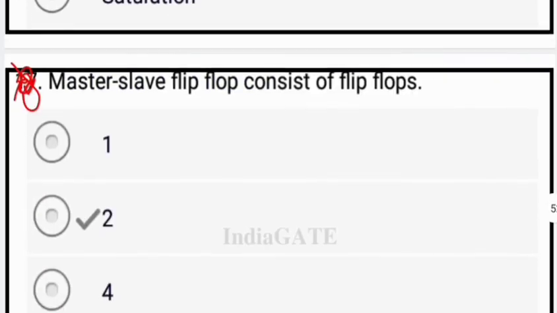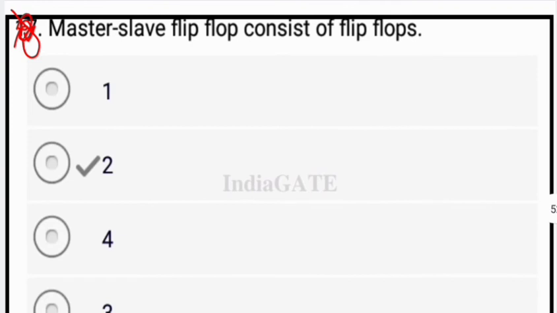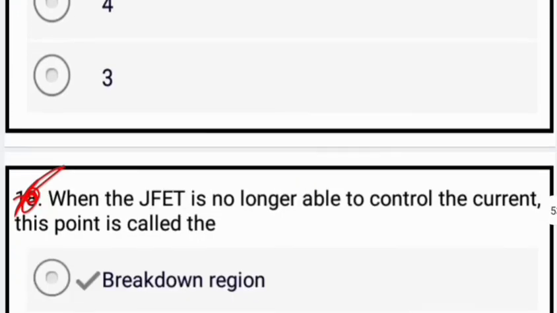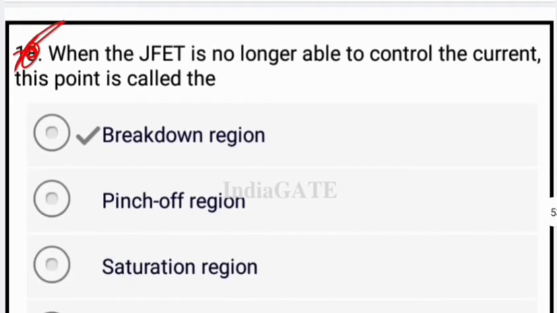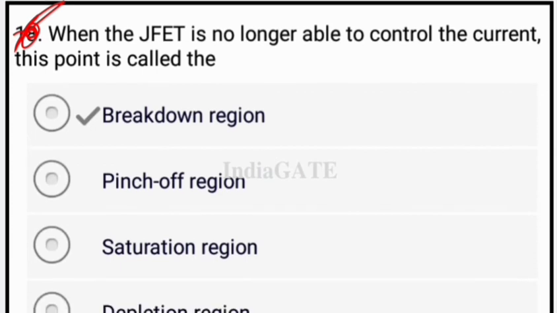So okay, now come to the next, a master slave flip flop consists of how many flip flops? So only 2 flip flops are required, that is one is your master and the second is your slave. So 2 is your correct answer. Now come to the next question. The next question is defined as, when the JFET is no longer able to control the current, this point is known as what? This point is known as the breakdown region. Okay, the breakdown junction phenomenon is also known to us. So option first is your correct answer, that is the breakdown region.